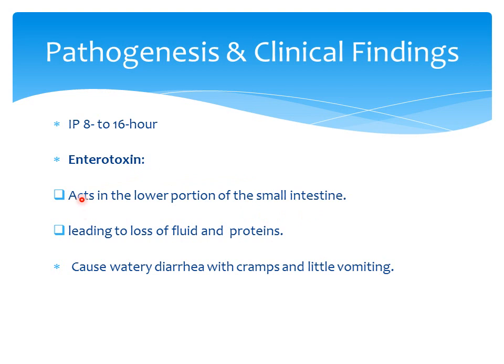طيب. This spore acts in the lower portion of the small intestine leading to the loss of fluid and protein. اللي هو بيؤدي إلى loss of the fluid and protein. اللي هو this leads to watery diarrhea with cramps and little vomiting. لما نقول vomiting this means اللي هو القيء، و watery diarrhea اللي هو بيكون في إسهال مائي.